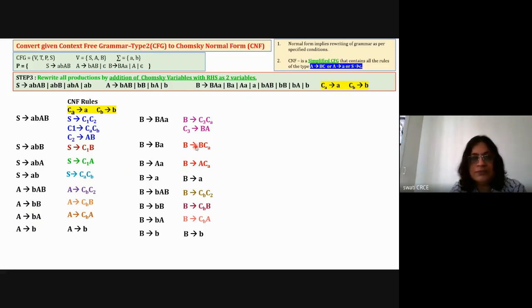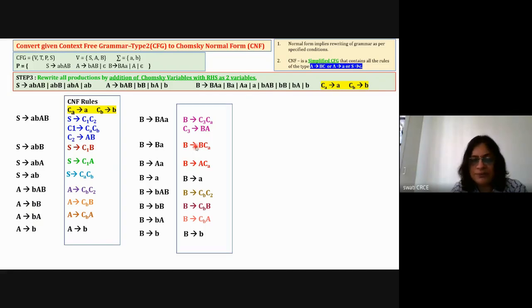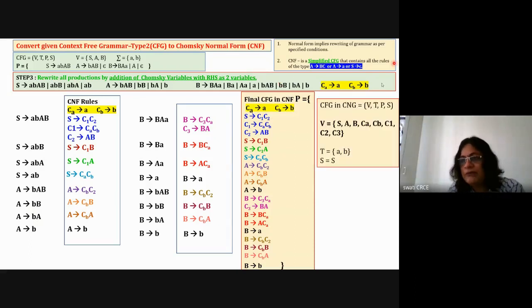Now write down the final answer. So this is my final answer. The grammar in the CNF format is equal to V, T, P, S, where V is equal to, now I can write down S, A, B is there. Then I have CA, CB, then C1, then C2 and C3. All these are the variables. And capital T will remain the same, small a, b, and the P is this. So write down all the rules together. Okay. And this is my answer of conversion of CFG to CNF.